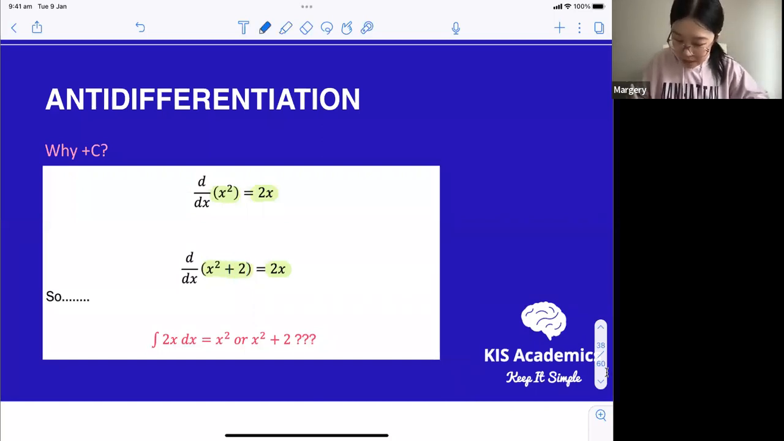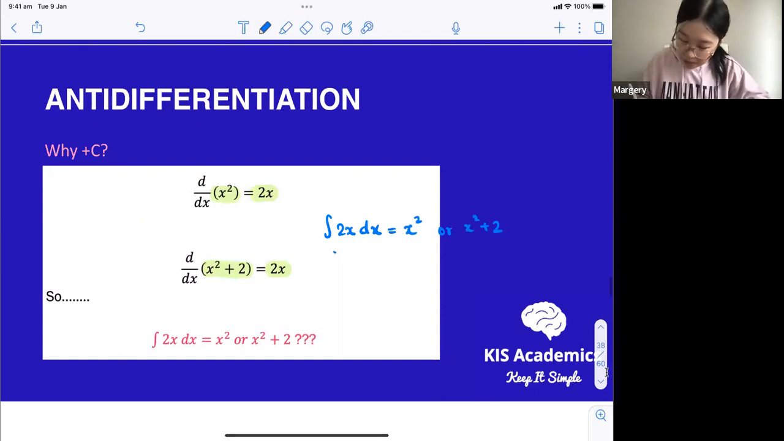So if I wanted to then say that the integral of 2x dx is x squared or x squared plus 2, both of them, when I differentiate, give me 2x.